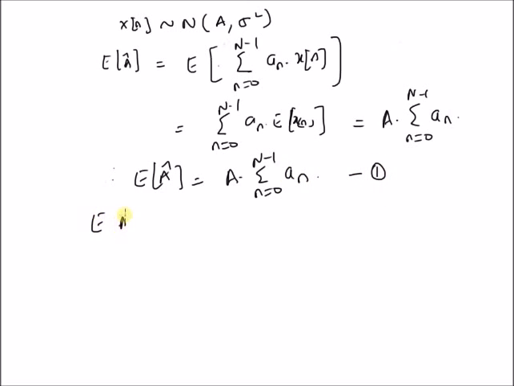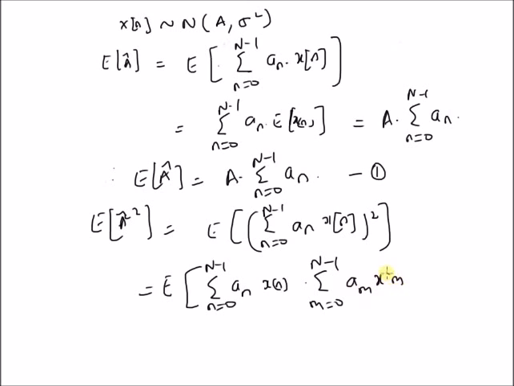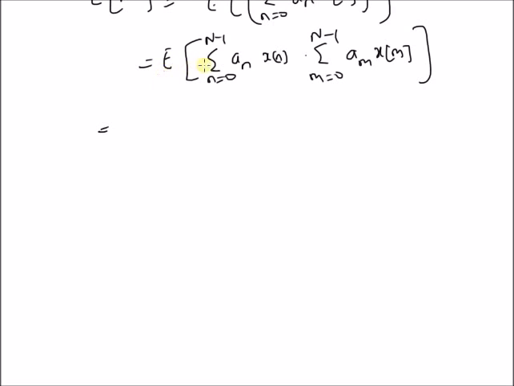Now let us determine the second moment, expectation of A hat square, which is equal to expectation of the summation n equal to 0 to N minus 1 a n x of n, whole square. This can be rewritten as the expectation of the product of two sums, that is summation over n and summation over m, m equal to 0 to N minus 1 a m x of m. Since expectation is a linear operator and a n's and a m's are deterministic quantities, we can rewrite this as summation n equal to 0 to N minus 1 and summation m equal to 0 to N minus 1, and taking the expectation inside, we have a n into a m into expectation of x of n into x of m.